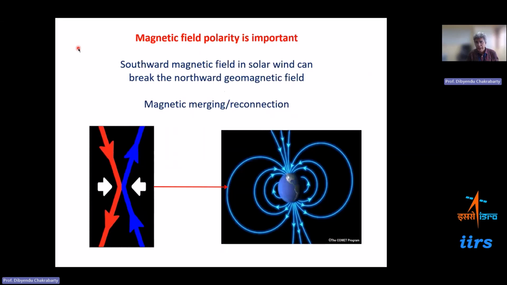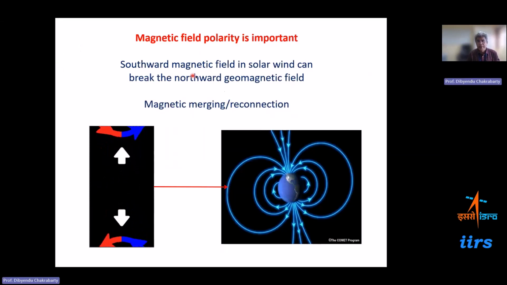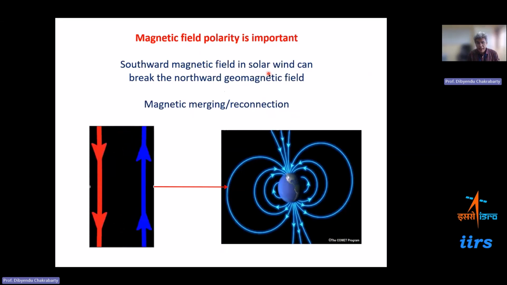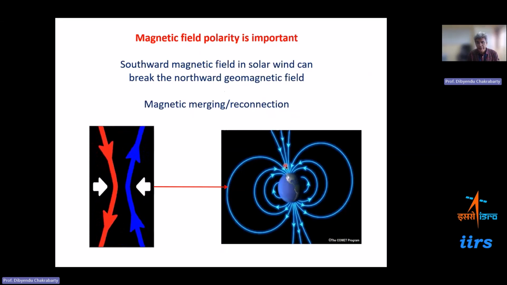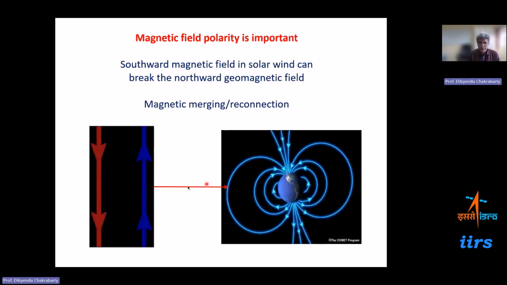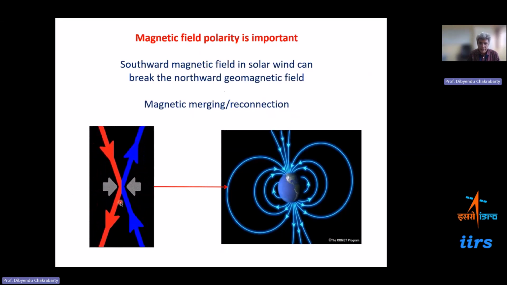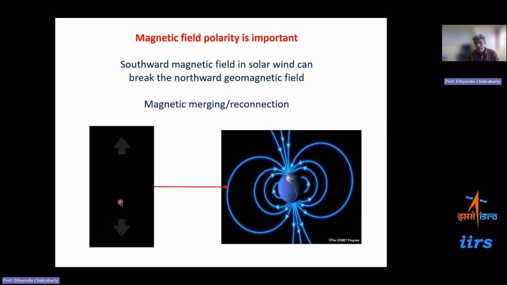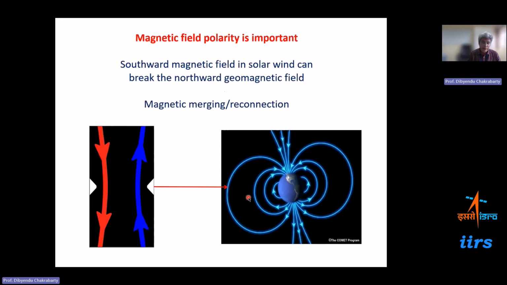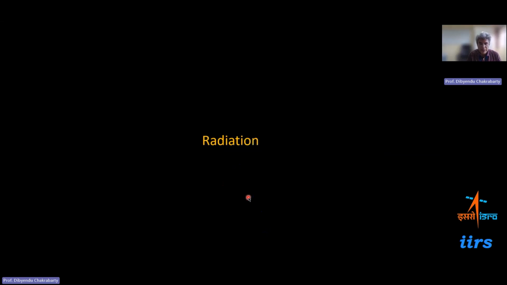Therefore, magnetic field polarity is very important. If a southward magnetic field exists in the solar wind, and because Earth has a northward magnetic field, it's a perfect recipe for disruption. Under that condition of opposite polarity, magnetic merging or reconnection can happen, allowing the solar wind magnetic field to disrupt the terrestrial magnetic field and reconfigure the Earth's magnetic field.